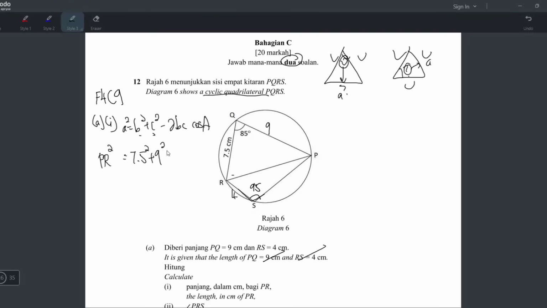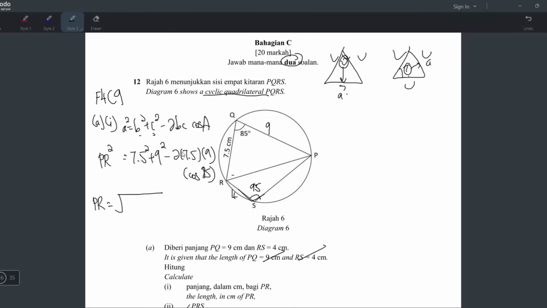7.5 squared plus 9 squared minus 2 times 7.5 times 9, and then times cos A. And the A is the angle 85. So now I can get my PR. The square, when you move it across, becomes square root. And now I will just press all this in my calculator.